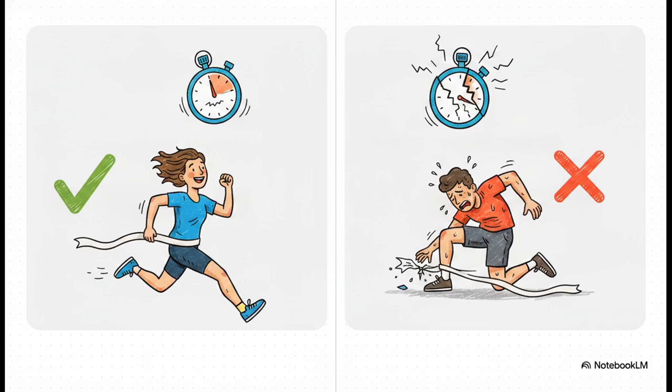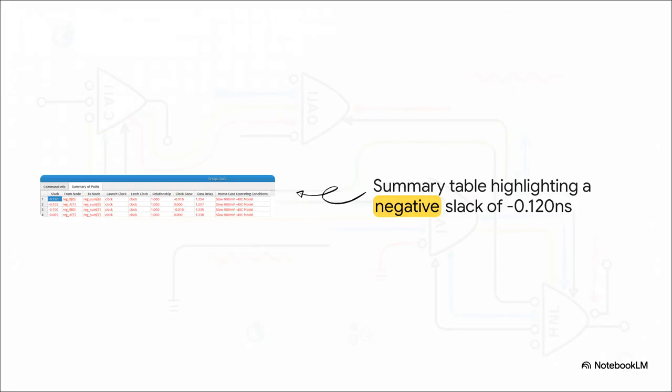That's a total success. But if you have negative slack, your delay is larger than the constraint. The data arrived late. That's a critical timing violation and your circuit will absolutely fail. Let's zoom back in on our software's diagnosis of that 3-number adder.